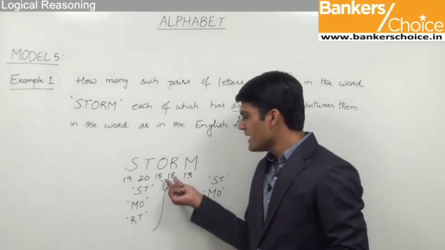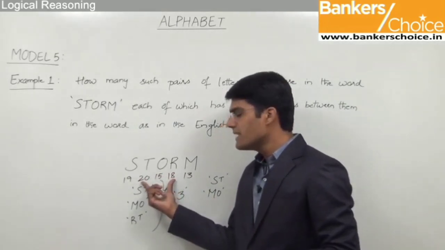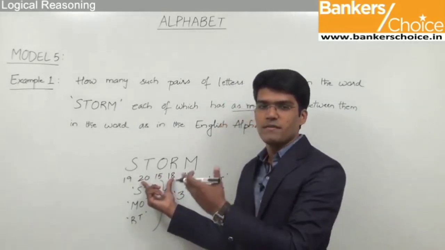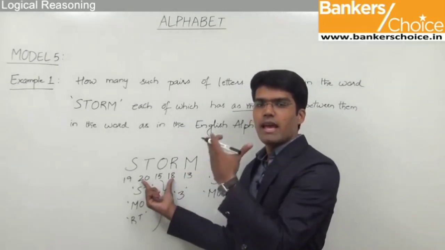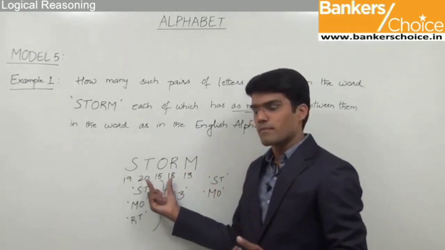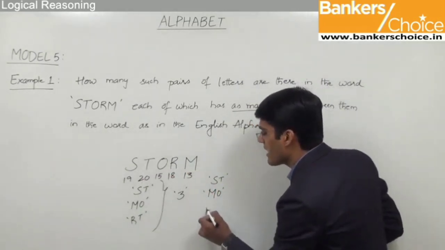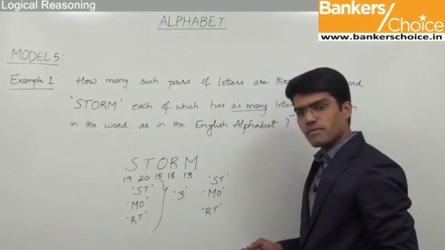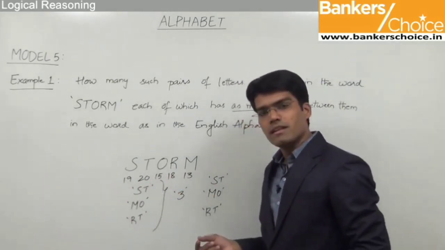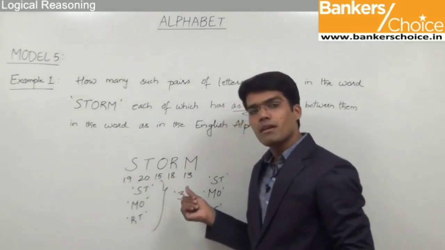Moving to 18, we have 18, 19, 20. Again, 18 and 20 is a correct pair because the distance between 18 and 20 in the given word and in the actual numerical order is same. So 18, 20, that is R and T make the third pair. 15 cannot make a pair with the remaining numbers and 20 again cannot make a pair with 19.